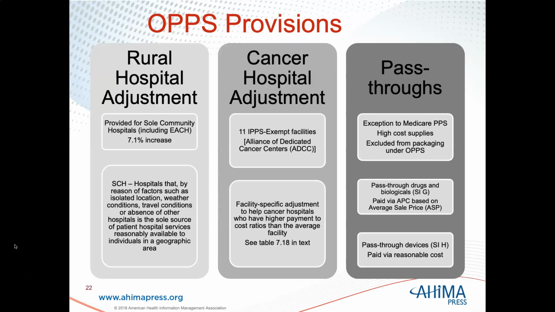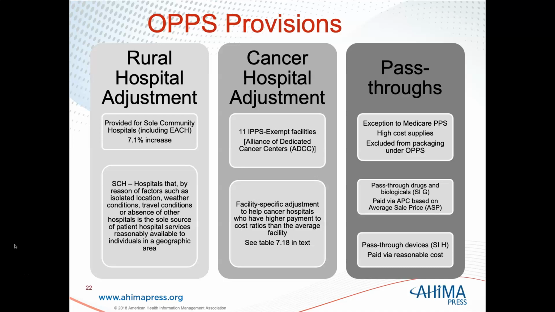Rural hospital adjustment. Hospitals that, by reason of factors such as isolated location, weather conditions, travel conditions, or absence of other hospitals, are the sole source of patient hospital services available to individuals in a geographic area meet the criteria for sole community hospitals, and they get a 7.1% increase. Cancer hospitals also get an adjustment. They have a facility-specific adjustment to help because of higher payment to cost ratios than average facilities because of the cancer care that they provide.